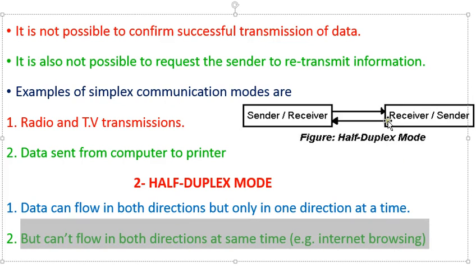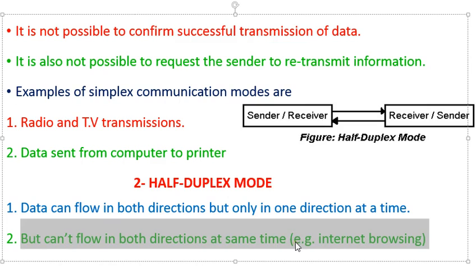If you look at this diagram, this person can send and can receive. The same thing, this person can also send and receive, but when this one is sending, the other person cannot send at the same time. It has to be that after this one has sent, then this one can now send, but they cannot send at the same time, and that is the reason why we call it half duplex.